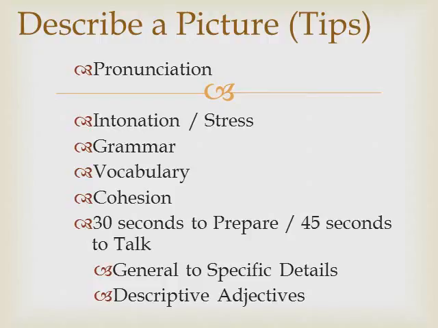Now, about describing a picture, some tips and pointers on it. First of all, there are more things being graded on the Speaking TOEIC for describing a picture. Pronunciation is a grading point, as are intonation and stress. This is the same as Part 1. Because you'll be speaking, you'll be using letters, you'll be trying to link them together, and that's why they're still being graded. But there's more to it when you're describing a picture.